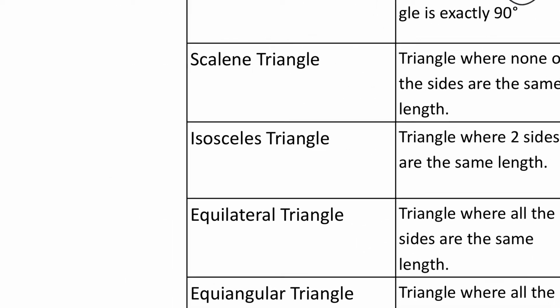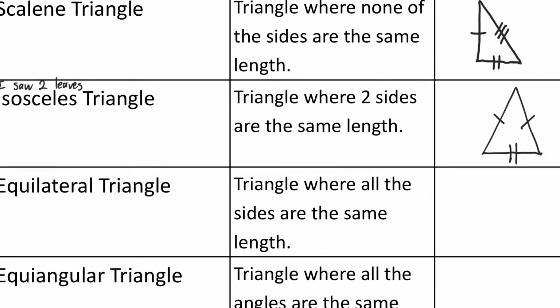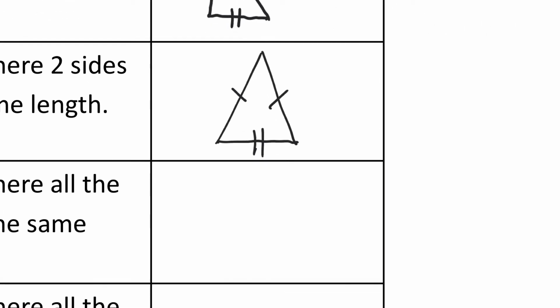Okay, and this is dumb, but this is something I heard a long time ago, and it's always made sense to me. Okay, isosceles. I saw two leaves. I don't know. I think one of my students came up with that a long time ago, but it helps me to remember. I saw two leaves. All right, two of them are the same.